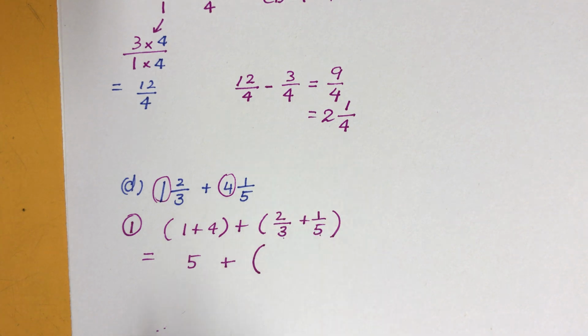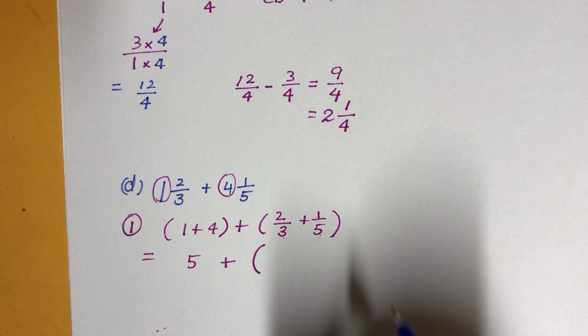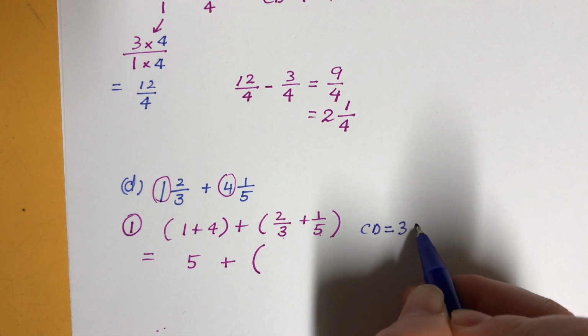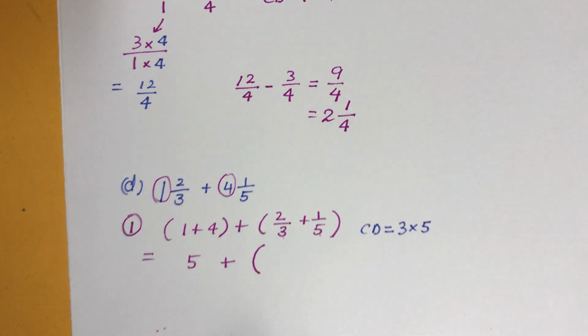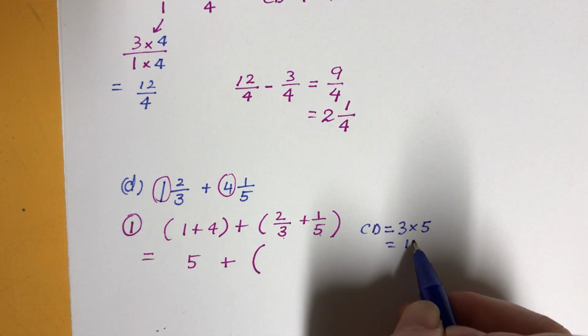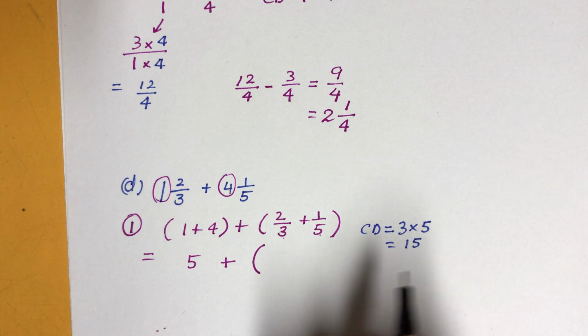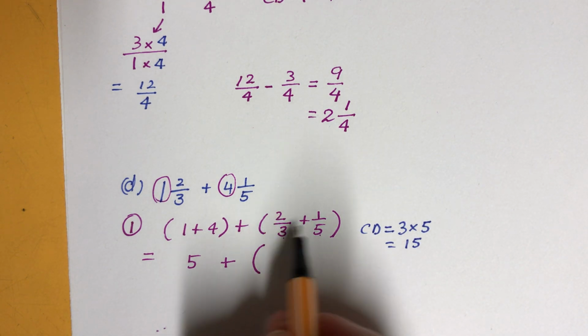So 3 and 5 have different denominators. So we need to come up with a common denominator, and they're not in the same family. So I'm just going to simply times them. So what's that going to be? 15. Okay. So my common denominator for these two fractions is 15. So I need to change these ones.